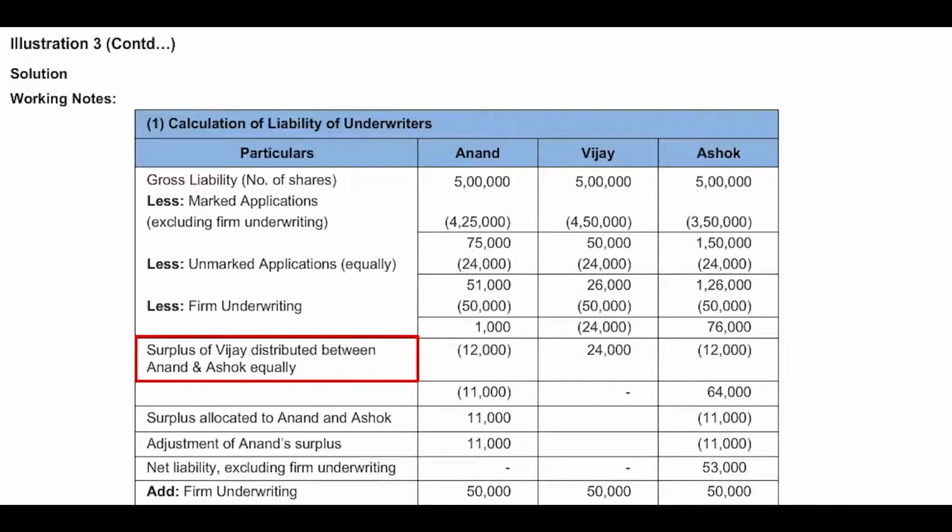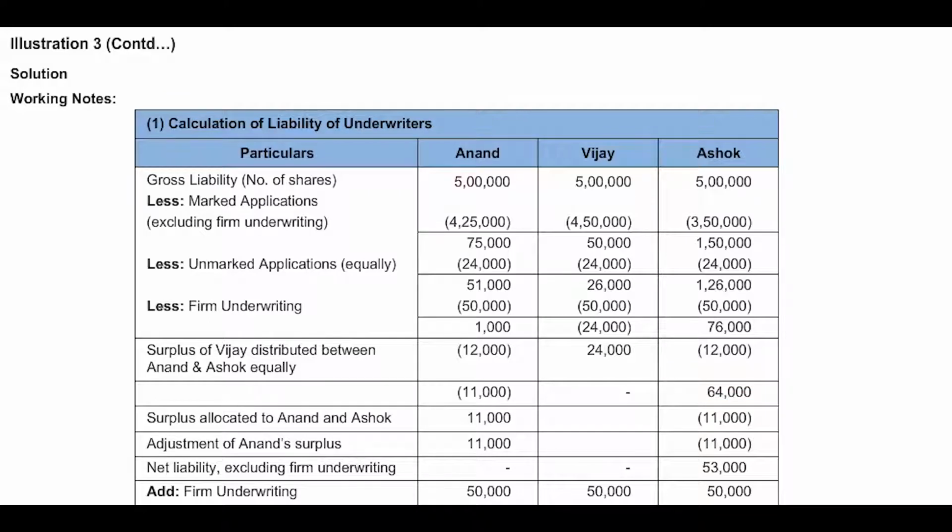So the surplus of Vijay will be distributed among Anand and Ashok equally, because the question specifically says that the benefit of firm underwriting needs to be given to the remaining underwriters in the ratio of their gross liability. So the benefit of 24,000 will be given to Anand and Ashok equally, which is 12,000 and 12,000. Now after giving the benefit of 24,000, we can see that there is an excess of 11,000 in case of Anand, and there is a shortfall in case of Ashok of 64,000 shares.